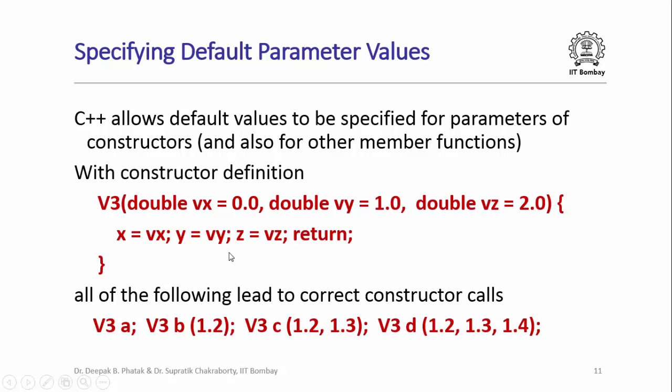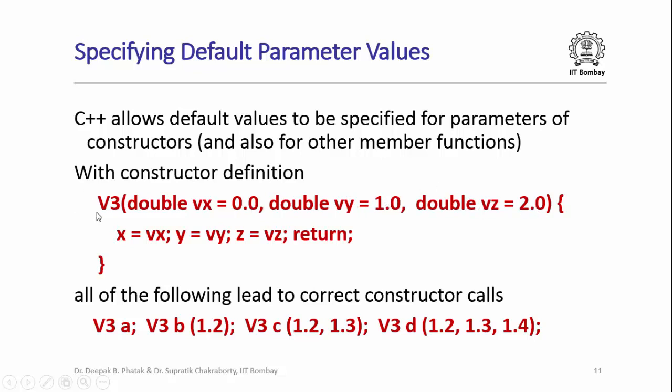Now in C++, you can also specify default values of parameters for constructors, and not only for constructors but also for other member functions. For example, here's a constructor definition for the class v3 in which I have taken three double valued parameters, and for each of these double valued parameters I have also specified what the default value of that parameter is.